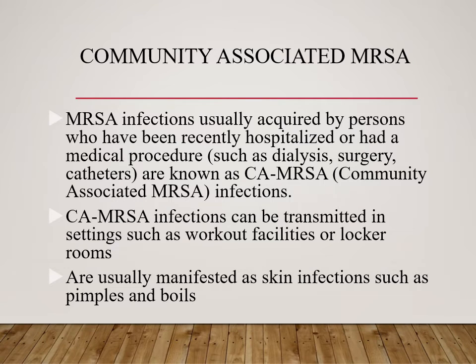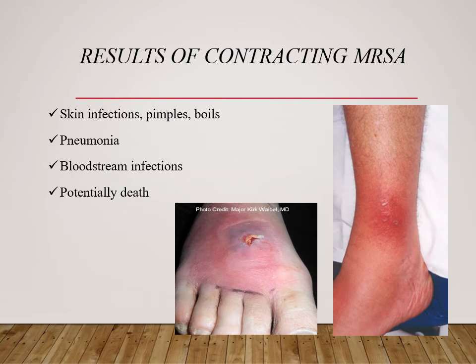MRSA infections not acquired in healthcare settings, but in the community, are known as CA-MRSA, community-associated MRSA infections. CA-MRSA infections can be transmitted in settings such as workout facilities or locker rooms. They are usually manifested as skin infections such as pimples or boils. Results of contracting MRSA: skin infection, pimples or boils, pneumonia, bloodstream infections, potential death through sepsis.